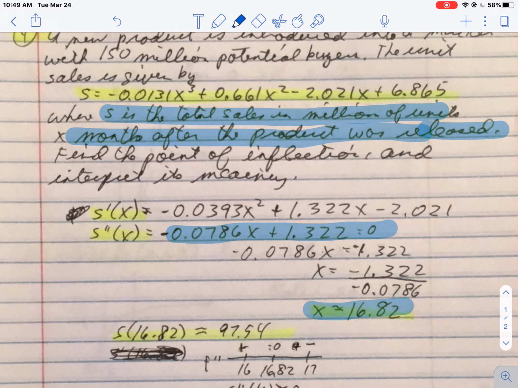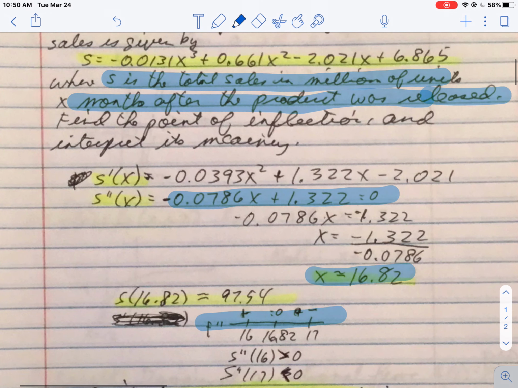So then we use our test strip, right, to determine where the function is concave up or concave down. I plugged in 16 and 17, which are on the left and right of 16.82. If you plug 16 into f double prime, you get a positive value. You plug 17 into our second derivative, you get a negative value. So that means our graph is concave up on the left of 16.82, concave down on the right of 16.82.